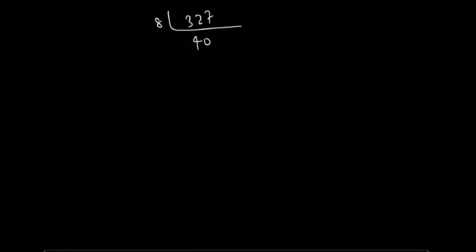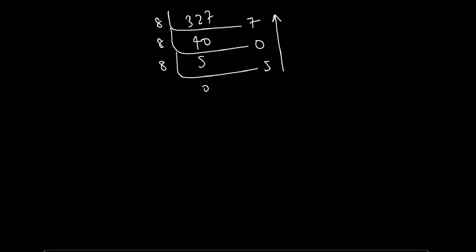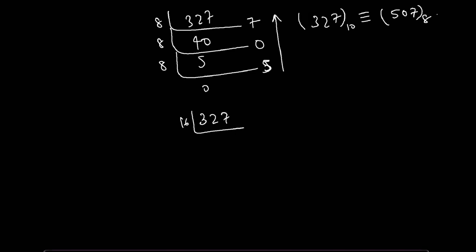8 into 40, remainder is 7. 8 into 5, 40, remainder is 0. 8 into 0, remainder is 5. So this is your octal equivalent. So 327 in decimal is 507 in octal.